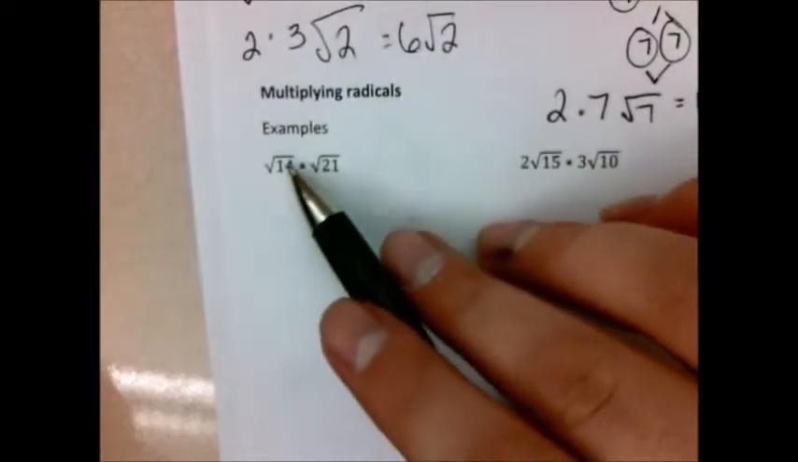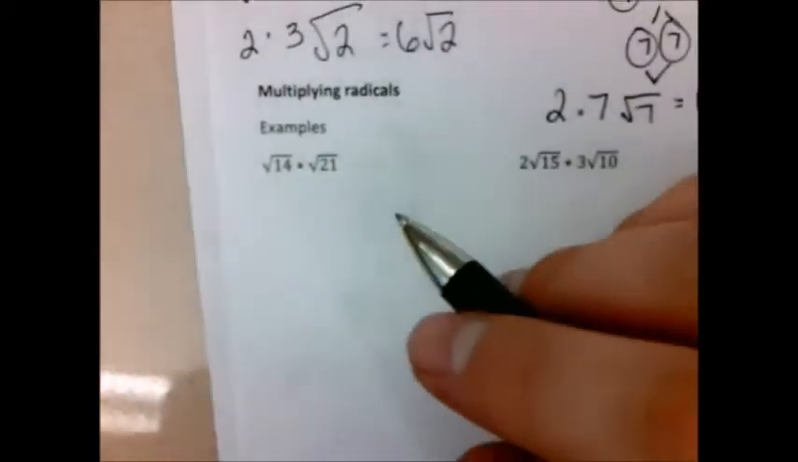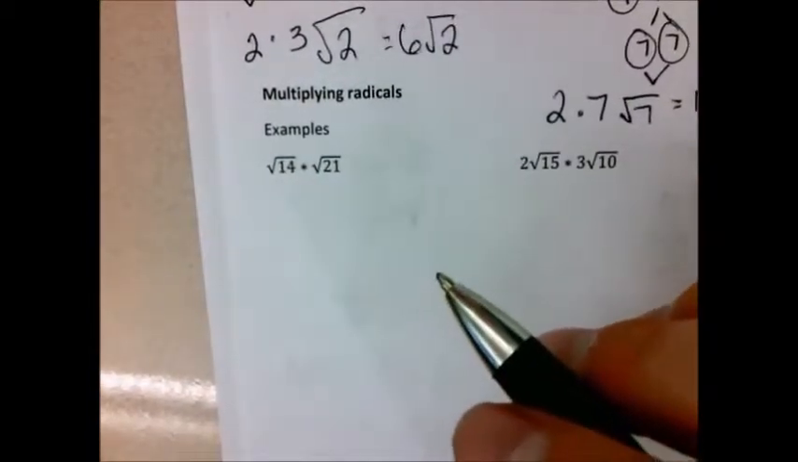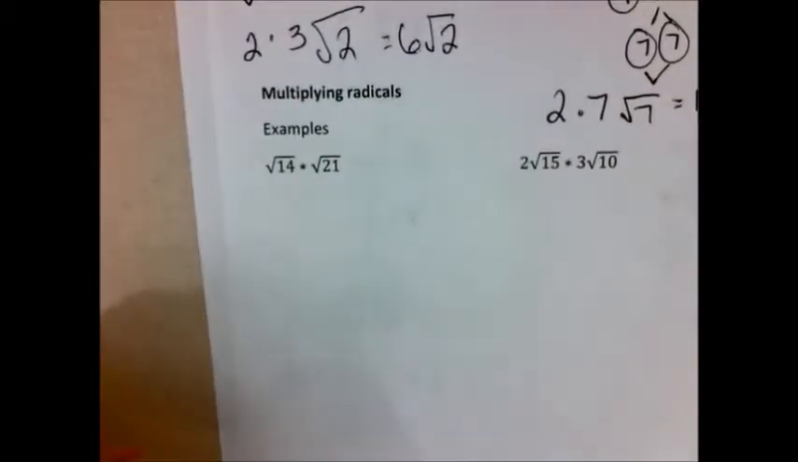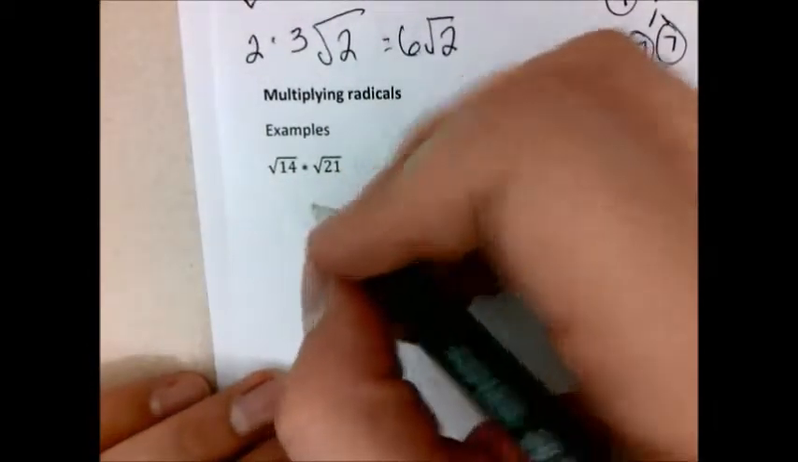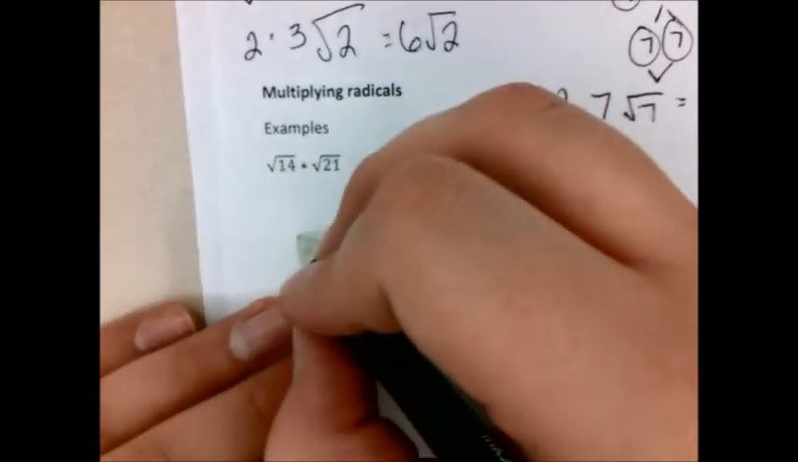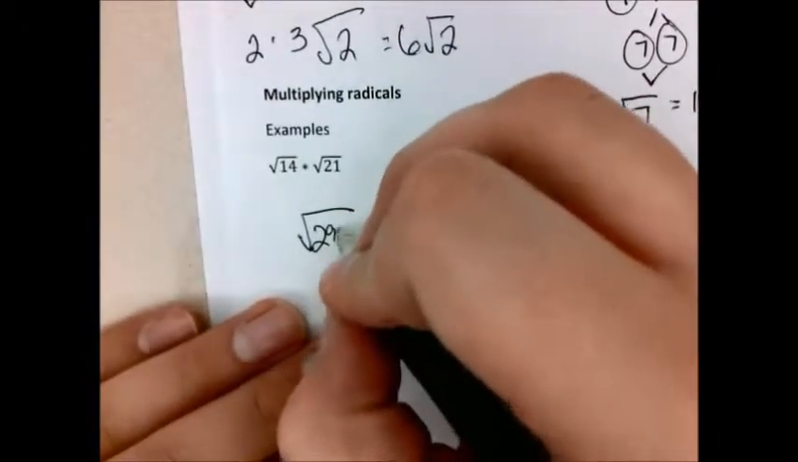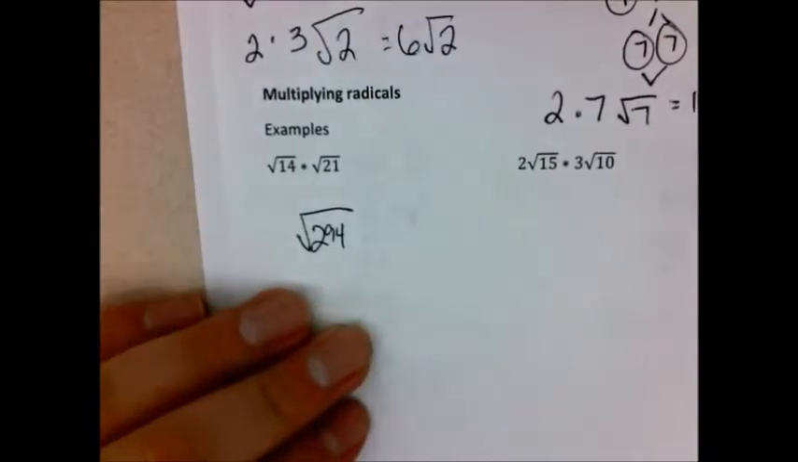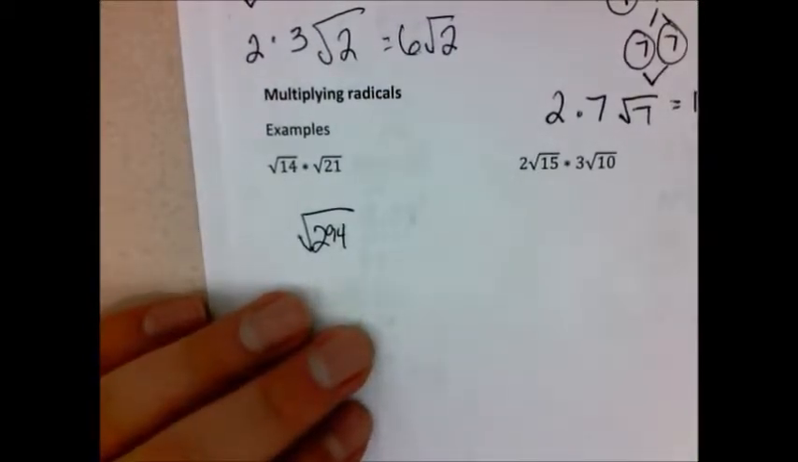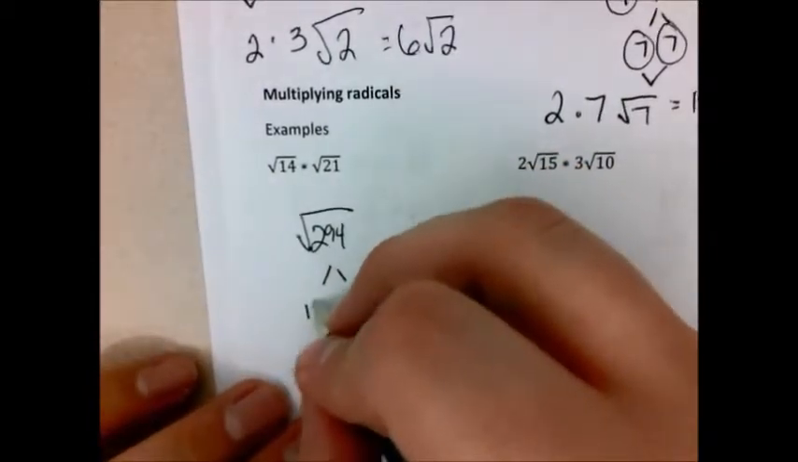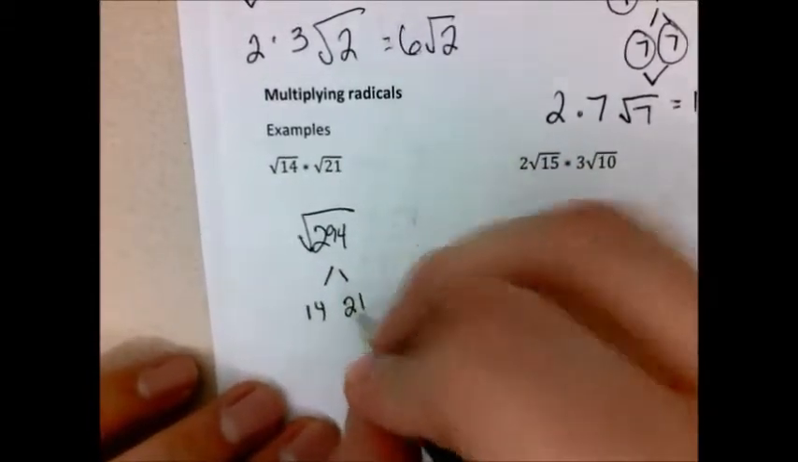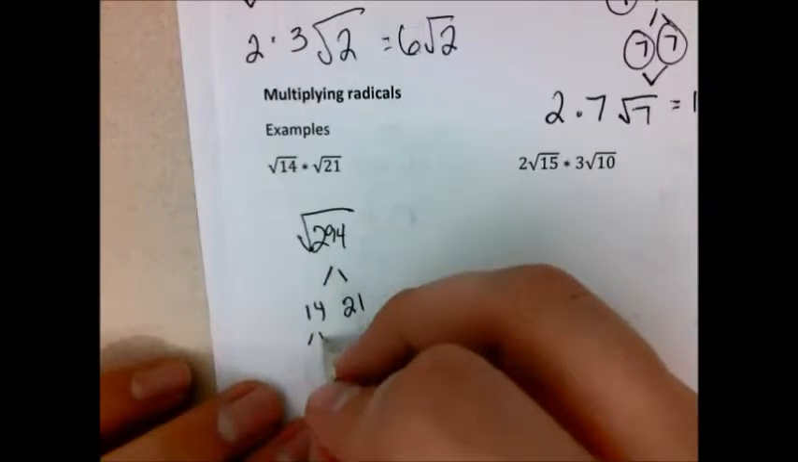So this first one, 14 times 21. If we took 14 times 21, we would get the square root of 294. Okay, now we've got to reduce this as well. So let's actually break it down. We can use the numbers we just multiplied together to break it down. Let's break these down even more.